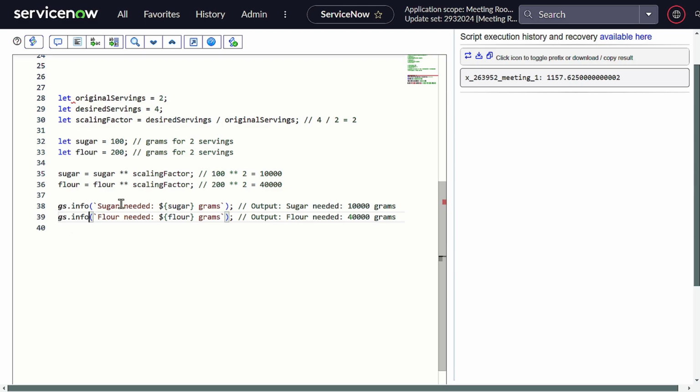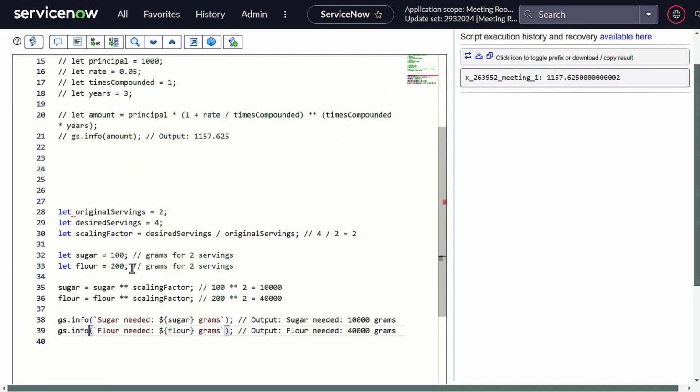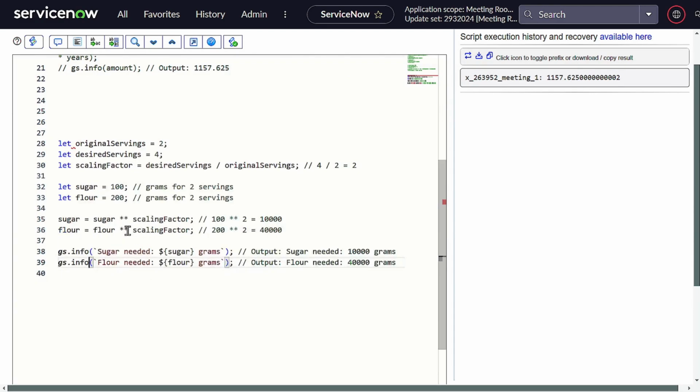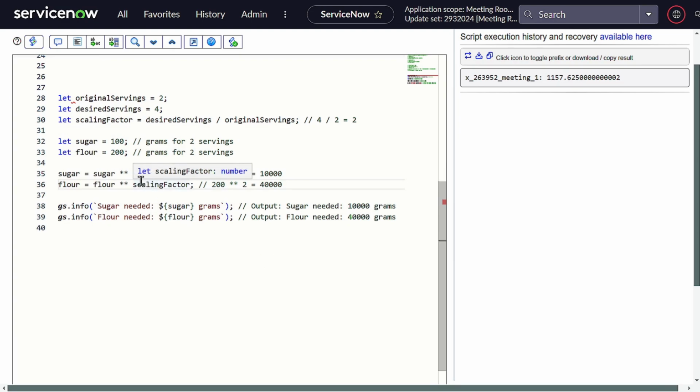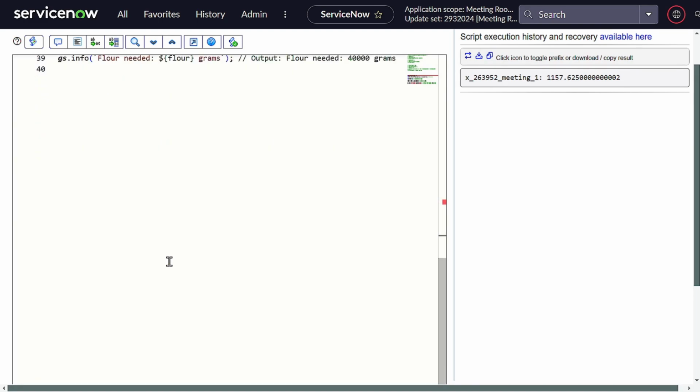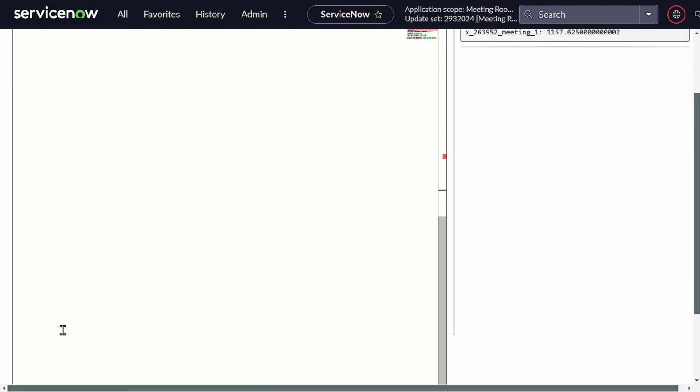Basically, what we are doing is increasing the weightage of each thing by the power of 2, and you can simply write it in this way. If we run this script now, it went pretty far down.